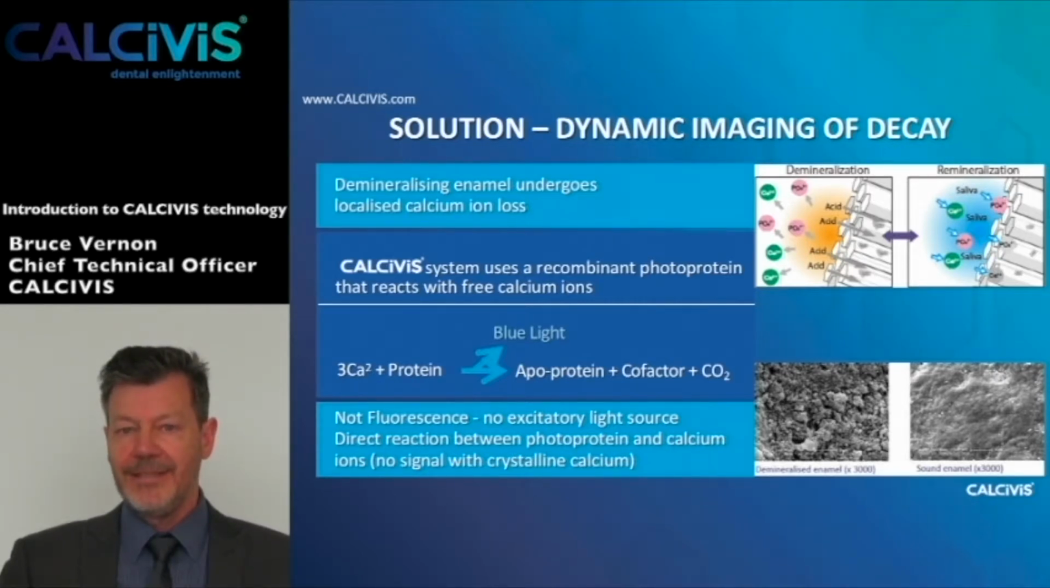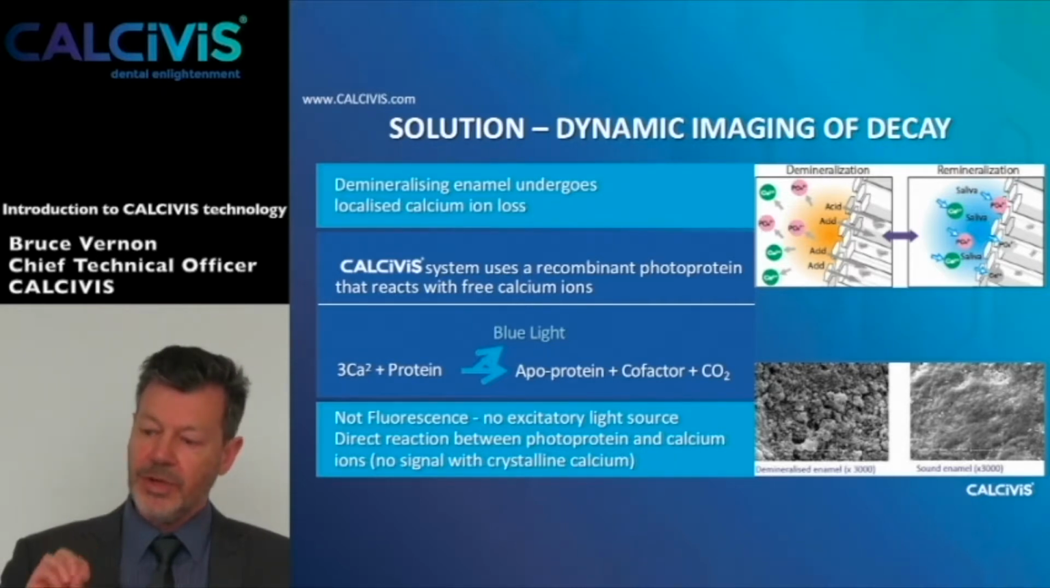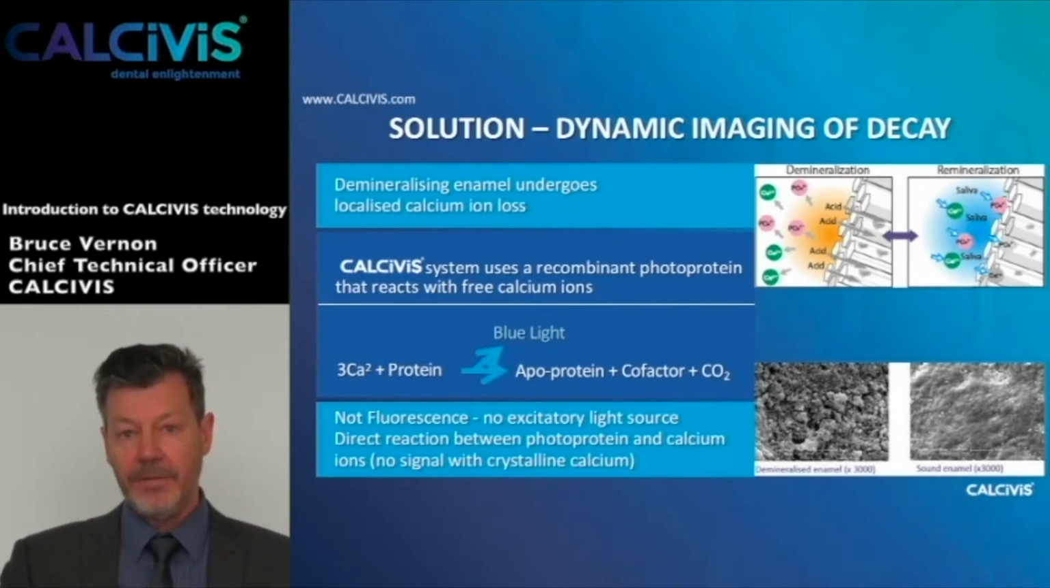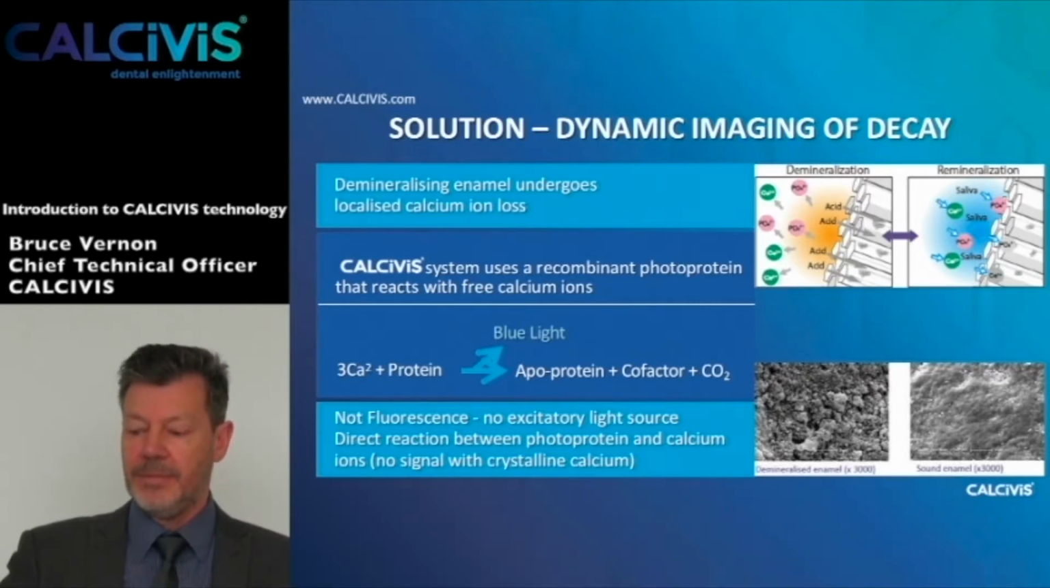A couple of things to note: this is not fluorescence, so we're not shining an excitatory light and looking for a change in the light coming back. We're actually looking at a direct reaction between the photoprotein and calcium ions that releases this light. And the other point to note is that the photoprotein cannot bind calcium that's in a crystalline structure. It just can't get to it. So in a normal crystalline structure in the enamel, we can't actually get a signal. It's only when that calcium is set free and sits there ready for the photoprotein to pick up.